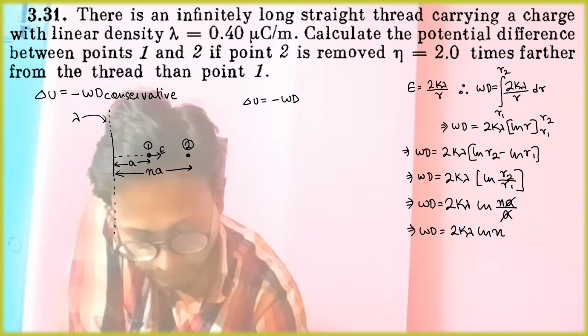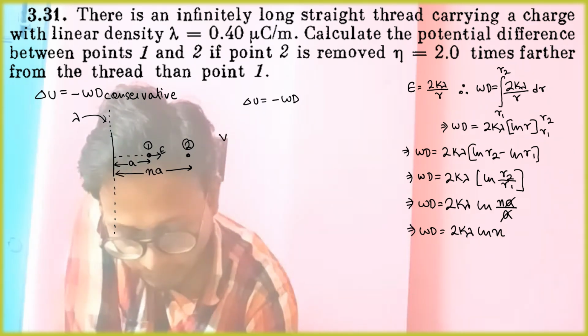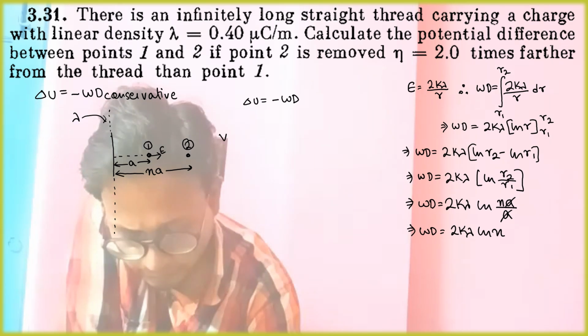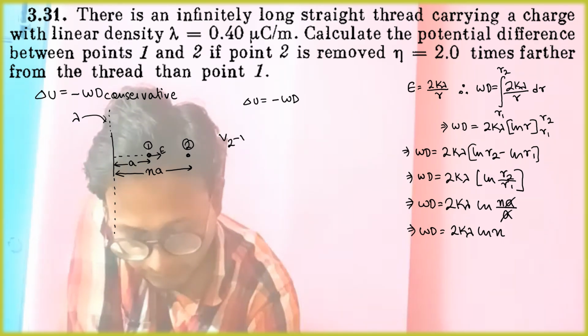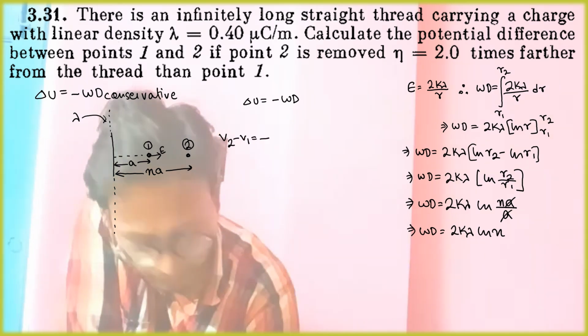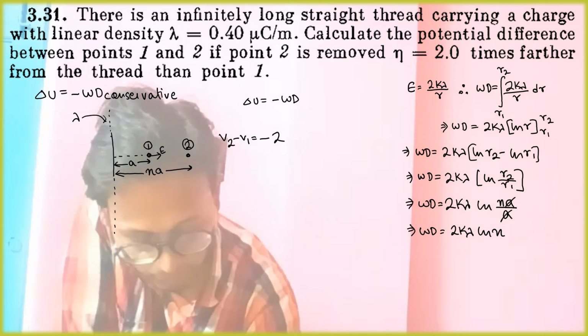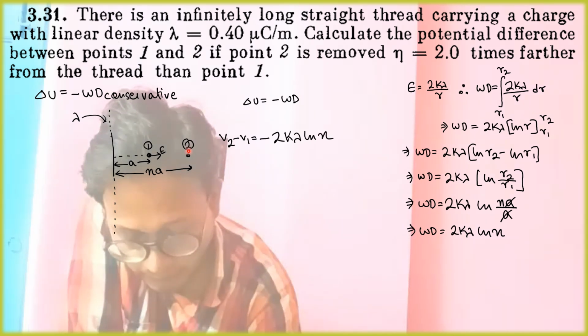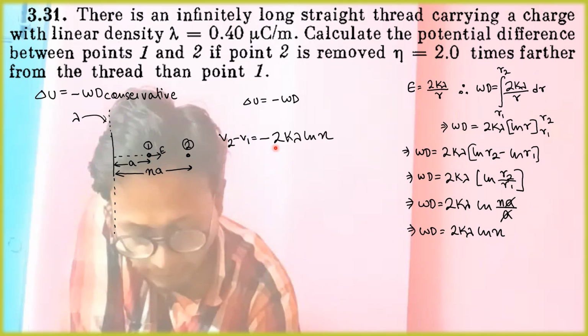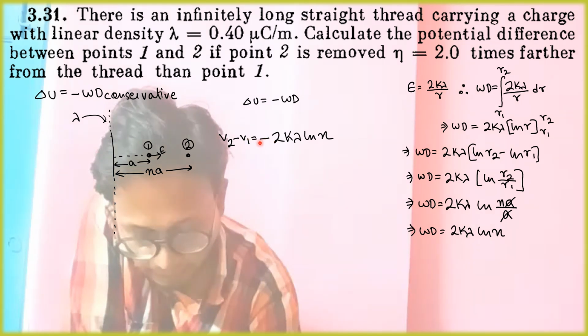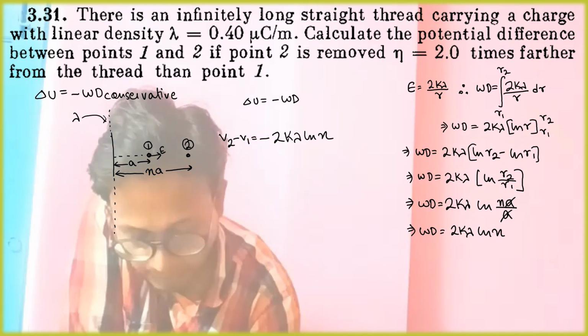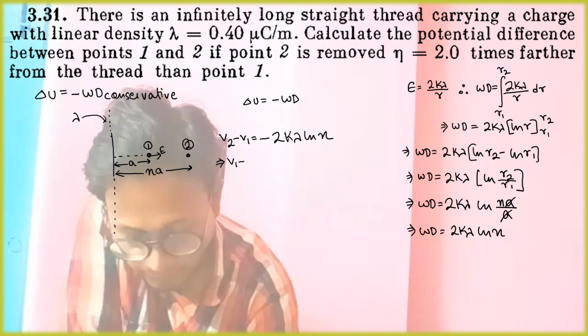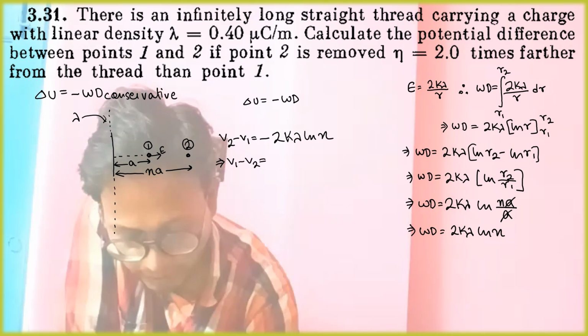So therefore the potential difference V2 minus V1 would be minus of how much? Minus 2k lambda ln n. Potential difference means final potential minus initial potential, or V2 minus V1. Now if I multiply this minus with this term, it is nothing but V1 minus V2. V1 minus V2 would be how much? 2k lambda ln n.